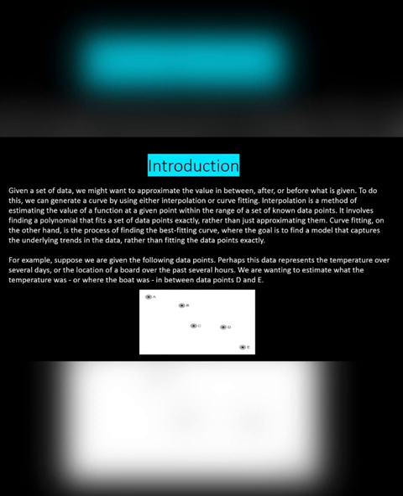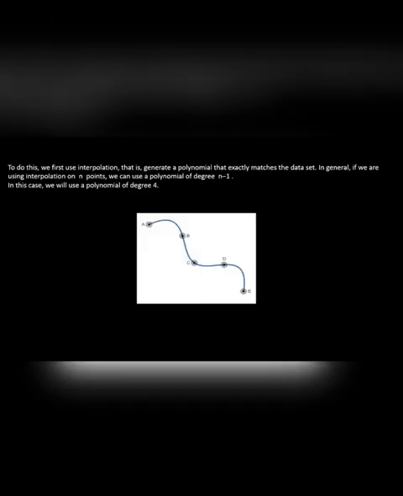We want to estimate what the temperature was, or where the boat was, in between data point D and E. To do this, we first use interpolation, which generates a polynomial that exactly matches the data set. In general, if we are using interpolation on n points, we can use a polynomial of degree n-1. In this case, we will use a polynomial of degree 4.